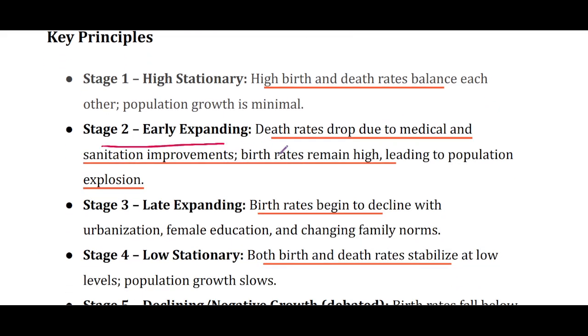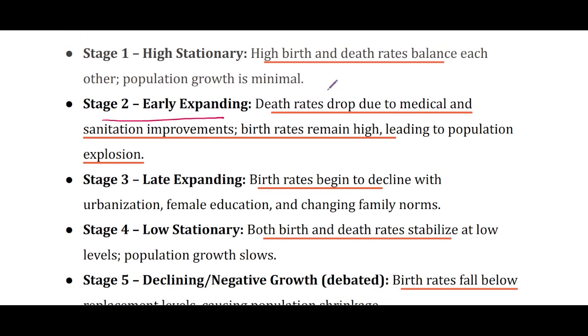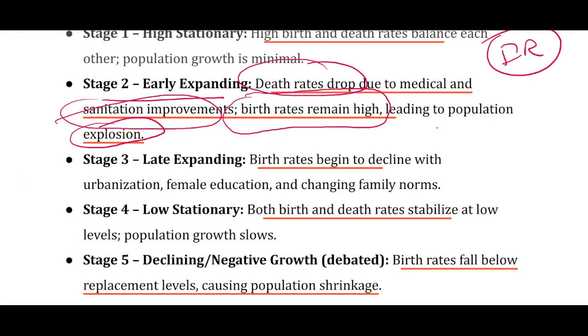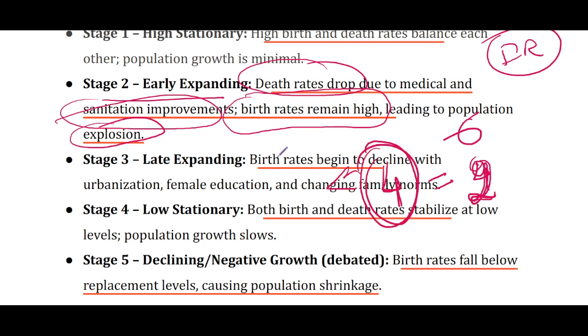Now, the second stage was the stage of early expansion. Death rate dropped due to medical and sanitation improvements that started around the industrial revolution time, but the birth rate remained high, which led to population explosion. You can see here that 6 children are being born, but because of medical and sanitation facilities, 4 are surviving, and the death rate is about 2. So every family had spare children, or in other words, head count increased.